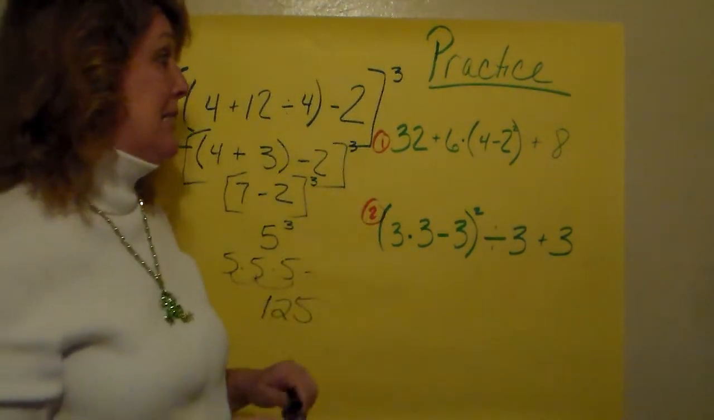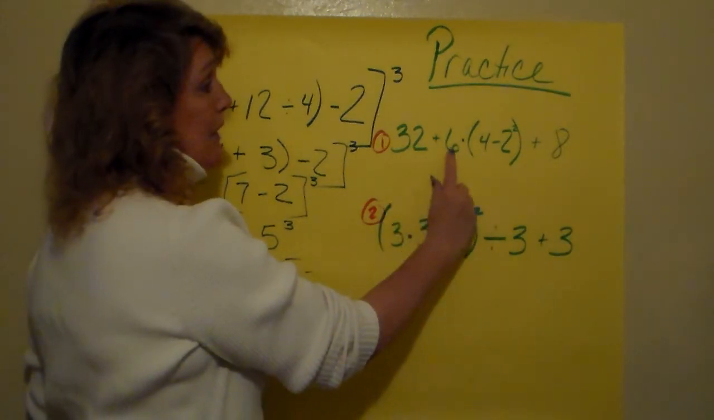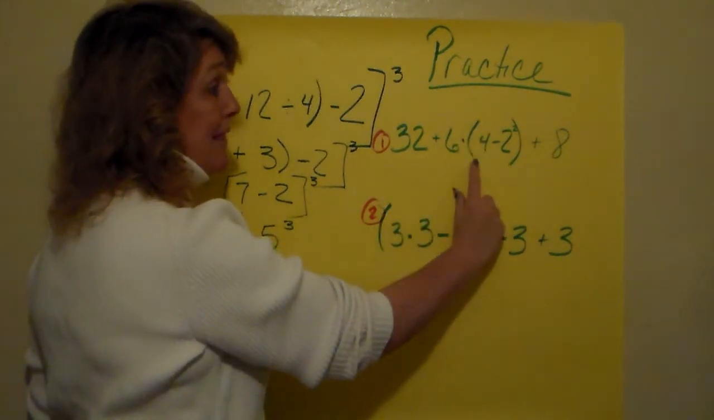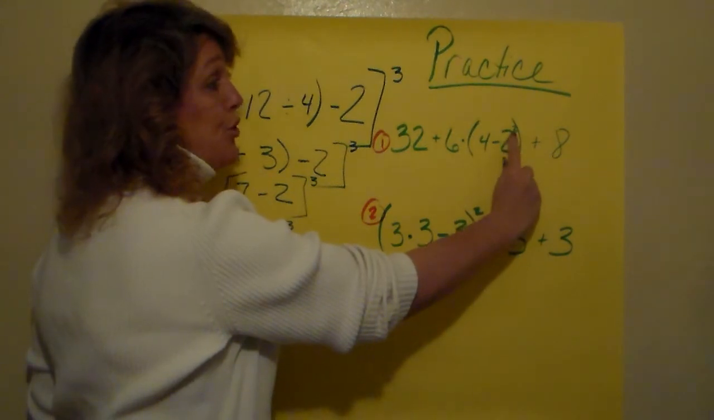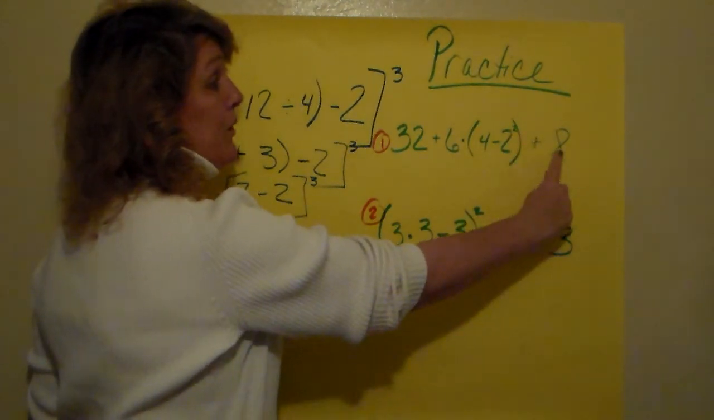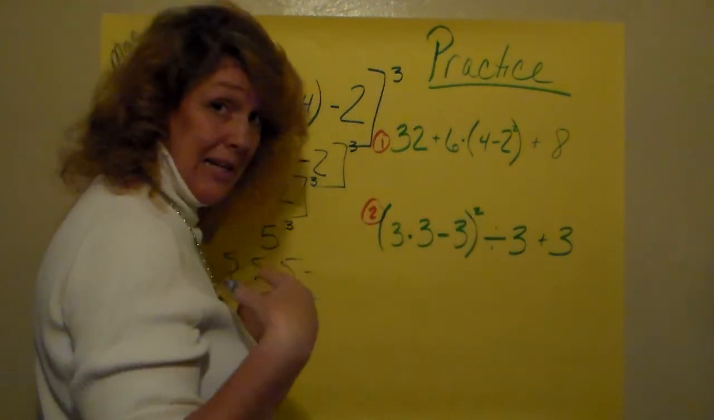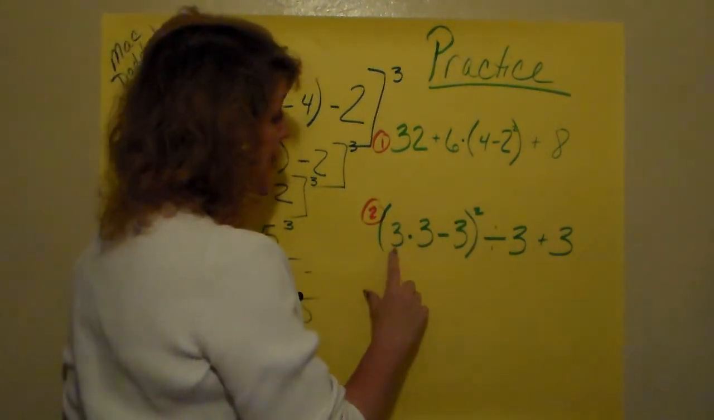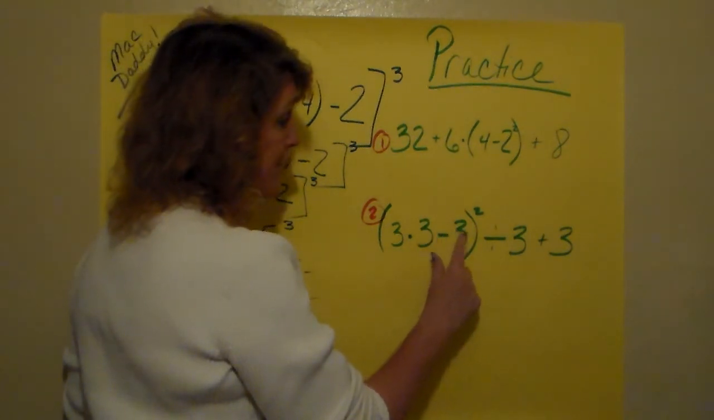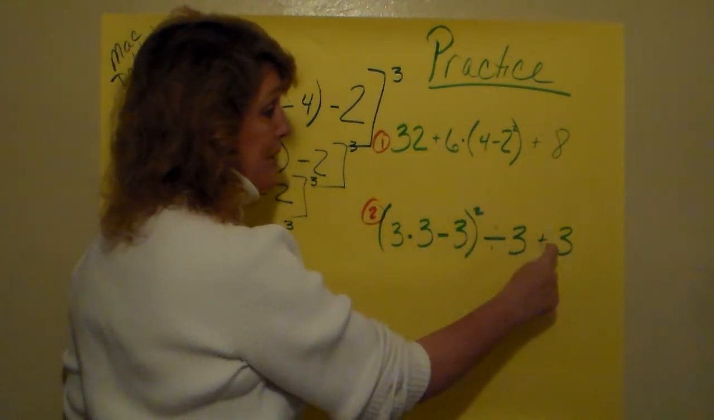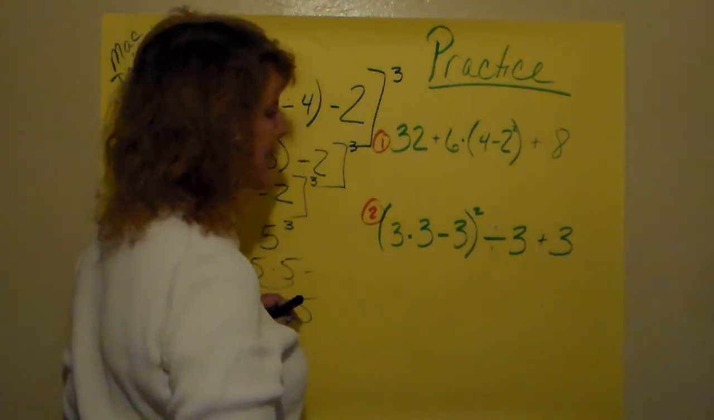So for practice tonight, 36 plus 6 times parentheses 4 minus 2 squared and parentheses plus 8. And then hopefully next to it, not underneath it, because you're going to need a lot of room. 3 times 3 minus 3 squared divided by 3 plus 3. It's a 3 problem, but it's number 2.